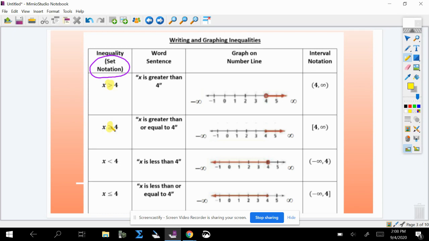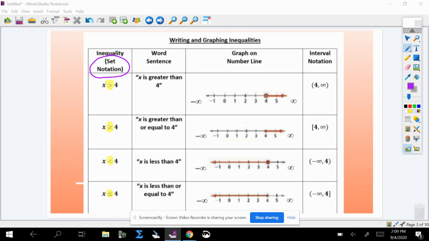As soon as you put a line underneath it, that's your greater than or equal to. So saying your numbers can include that number and then everything bigger than that. And then when your arrow goes in the opposite direction, that's your less than sign. And then again, when we put that little line underneath it, that is your less than or equal to sign. So those are the inequalities or the set notation, probably what you're most familiar with. The words that go with it are in the second column. So x greater than, we use the greater than symbol, greater than or equal to, that type of thing.